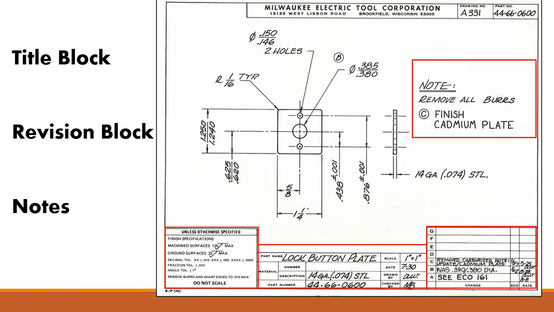And then any notes. Now, notes is a very generic term. What that is, is just any extra information that doesn't quite fit in the title block, doesn't quite fit in the revision block. Things such as removing all burrs, unless specified, all these sorts of information that you might need that you want done to your part that isn't going to readily be available in the title block or any place else on your engineering drawing.